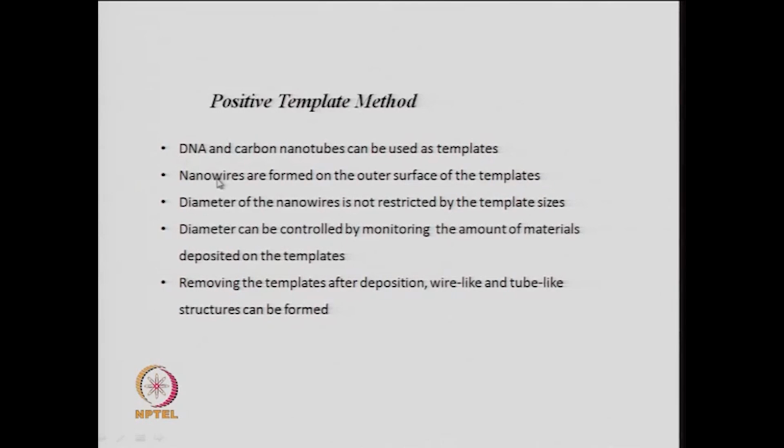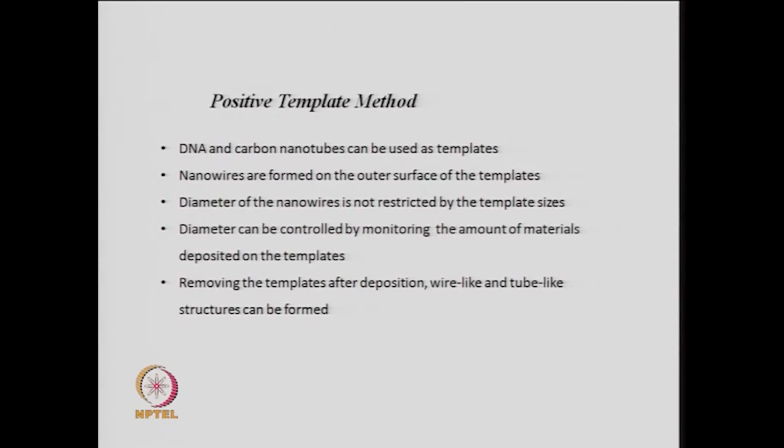So, the nanowires in a positive template method, as mentioned, are formed on the outer surface of the templates, whereas in the negative template method the nanowires are formed inside the pores. The diameter of the nanowire here is not restricted by the template size, whereas the diameter of the nanowire in the negative template method is restricted by the pore size.